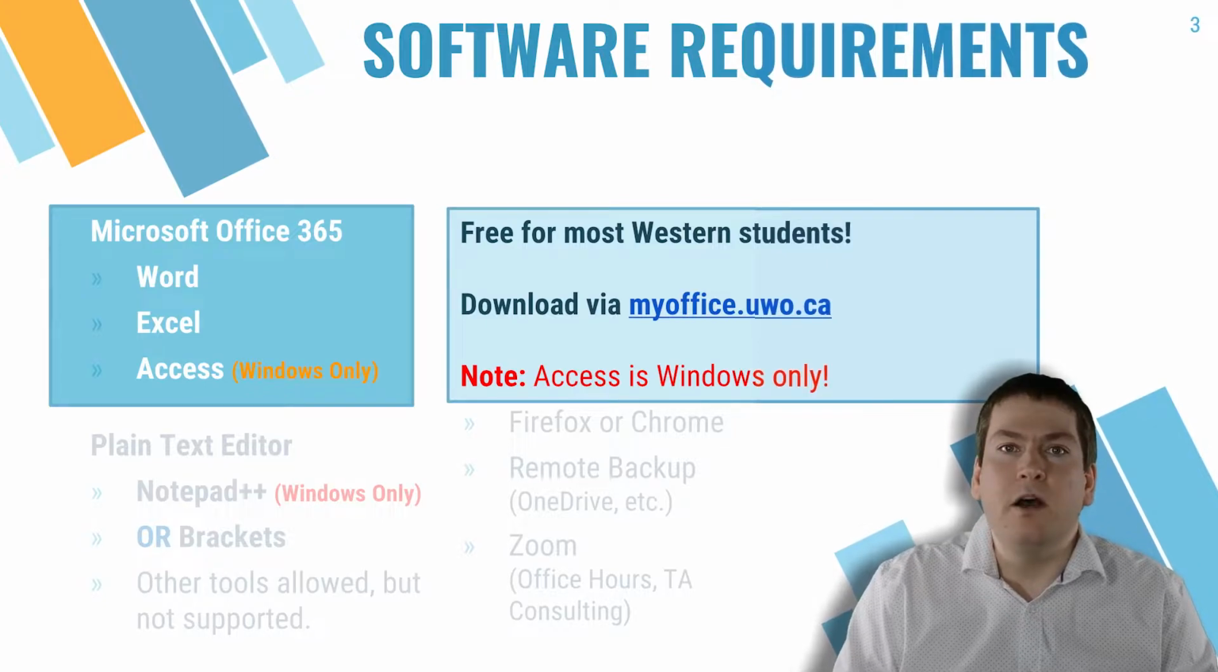But don't worry, all of this software is available for free to Western students, and you can download that by going to myoffice.uwo.ca. But it is important to note that Access is only available for the Windows operating system. We'll talk a little bit about what some of your options are if you only have a Mac computer. But for now, we're going to take a look at how you can install Office on your own home computer.